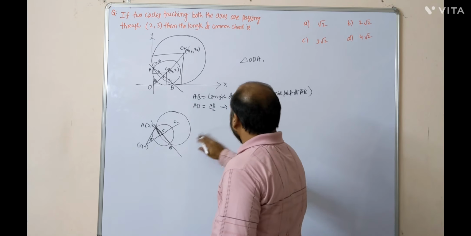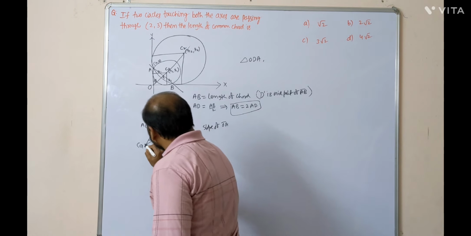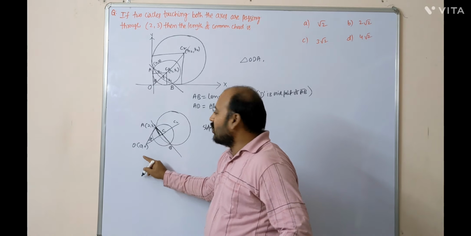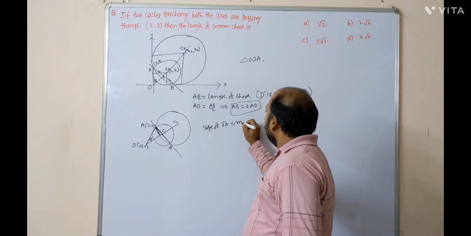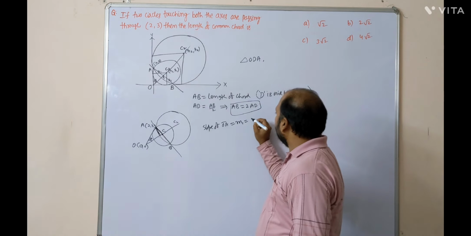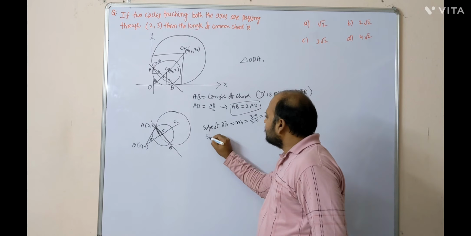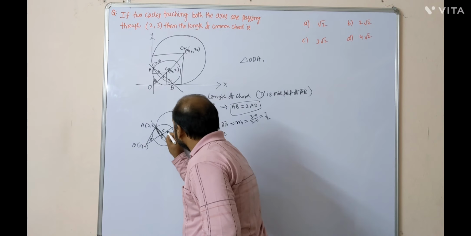Before that, the slope of OA. This is O, this is A. How to calculate the slope of OA? y2 minus y1 by x2 minus x1. M1 is equal to 3 minus 0 by 2 minus 0, that is 3 by 2. Next, the slope of, here D I am taking, C1 is here the center.